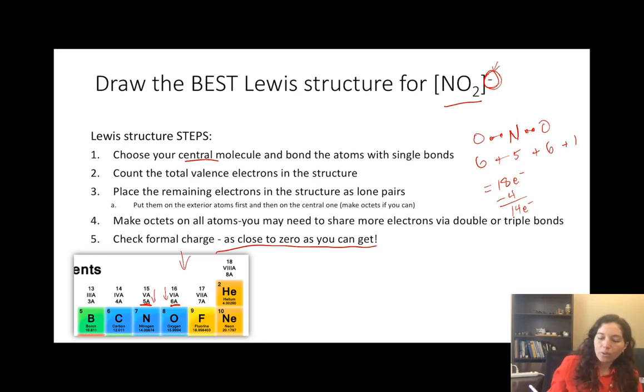So I'm going to go ahead and start on the exterior atoms and work my way in. So 2, 4, 6, 8, 10, 12, 14. So we've got to go to the center atom, 14. That's where those electrons go. Now what we want to do is make sure we've got an octet on all of our atoms, and we can put electrons into double or triple bonds if we need to in order to fix that.